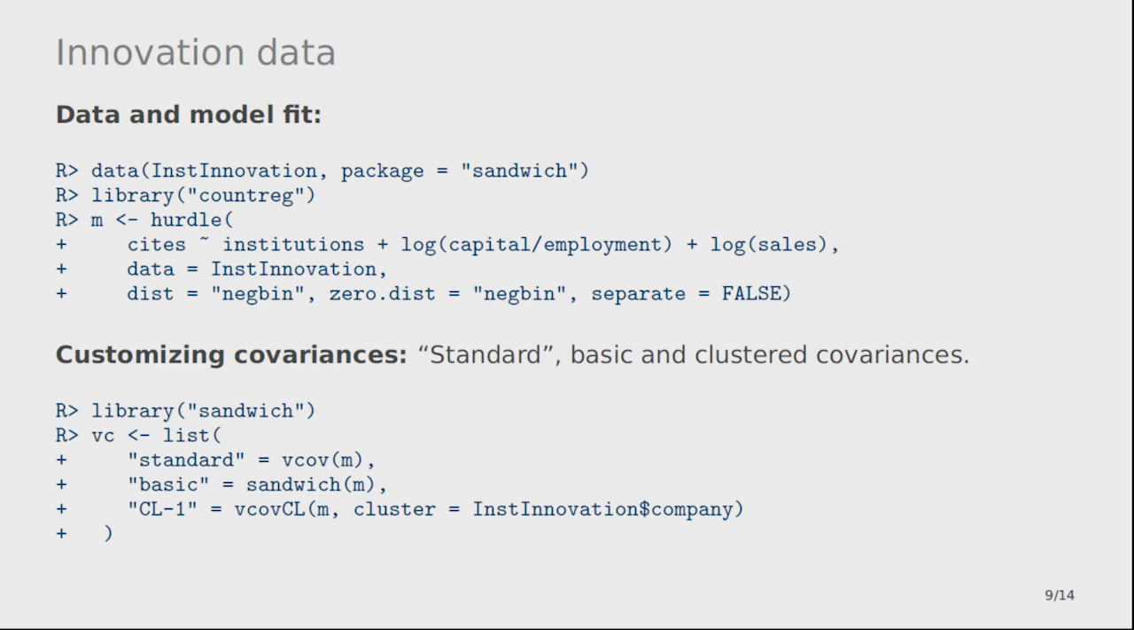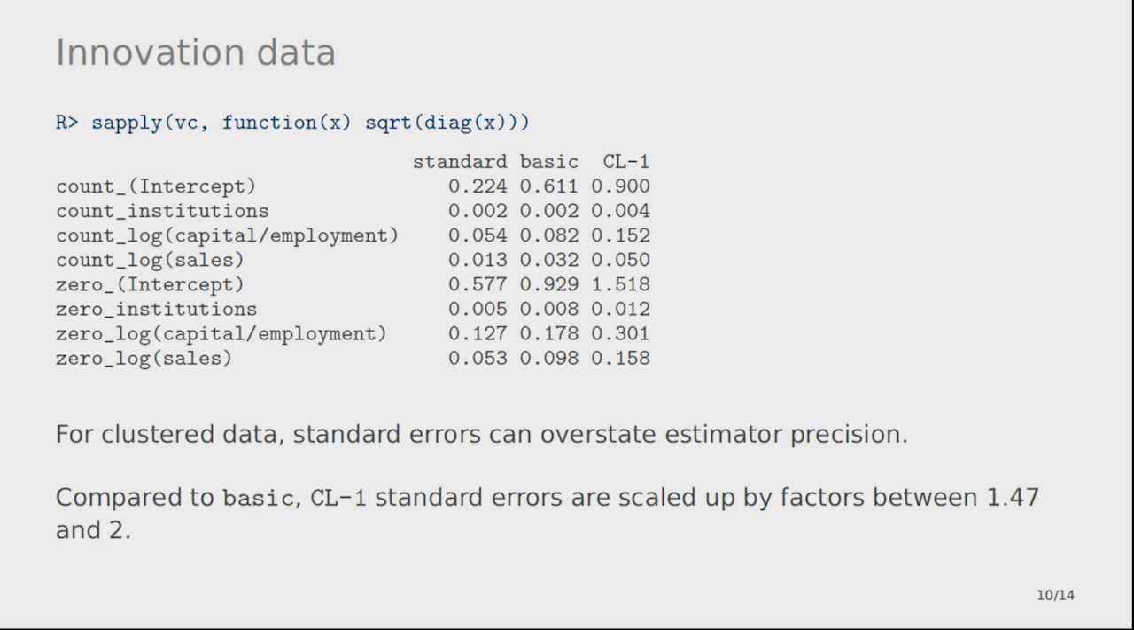if we compare these standard covariances with basic sandwich covariances, and CL1, our new clustered covariances with an HC1 type of bias correction, then we see that our standard errors do greatly overstate estimator precision. For example, looking at the last line, we see that our standard errors double from standard to basic sandwich standard errors, and even triple from standard to CL1, the clustered standard errors.